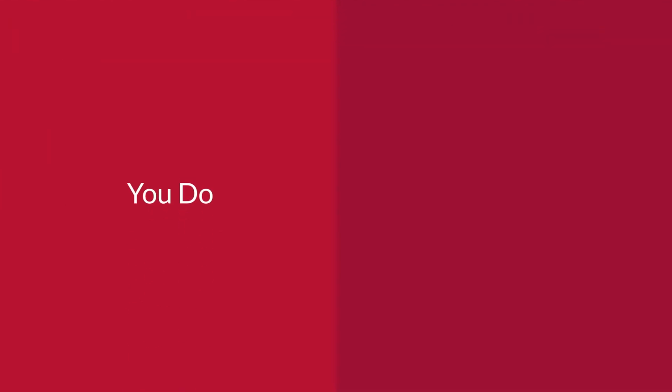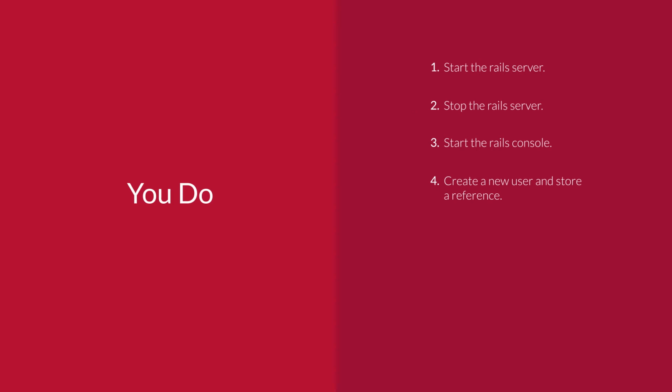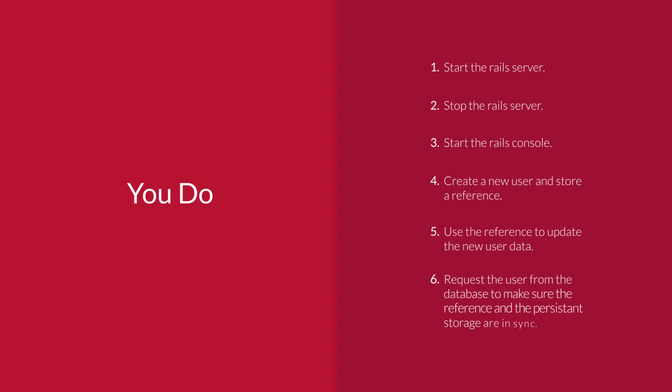Now, on your own, complete the following tasks. Start the Rails server, stop the Rails server, start the Rails console. In the Rails console, create a new user and store a reference. Use that reference to update the new user with data. Request the user from the database to make sure the reference and the persistent storage are in sync.